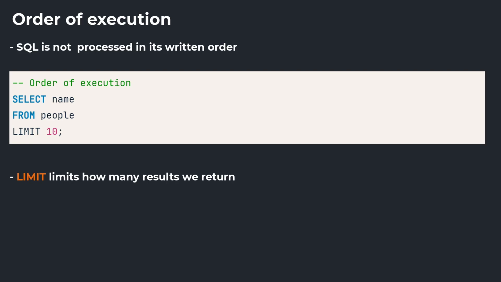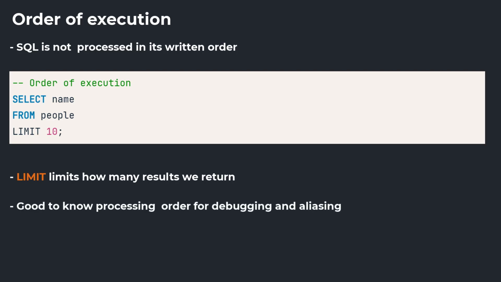Knowing processing order is especially useful when debugging and aliasing fields and tables. Suppose we need to refer to an alias later on in our code. In that case, that alias will only make sense to a processor when its declaration in the select statement is processed before the alias reference is made elsewhere in the query.